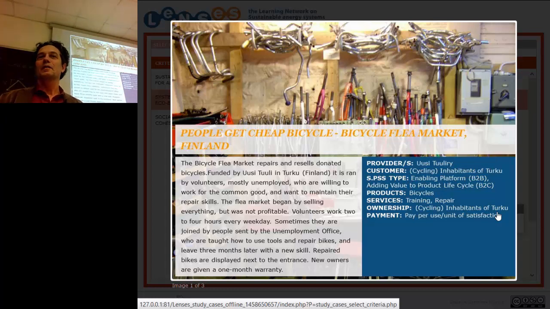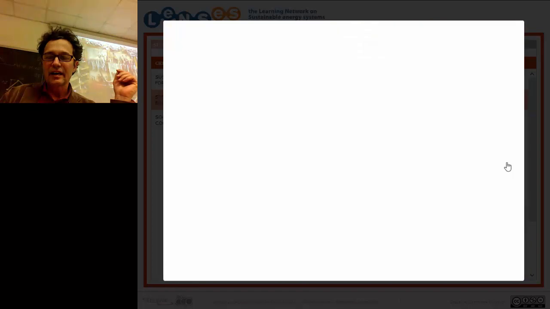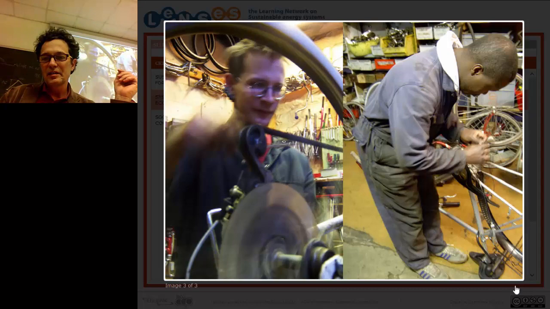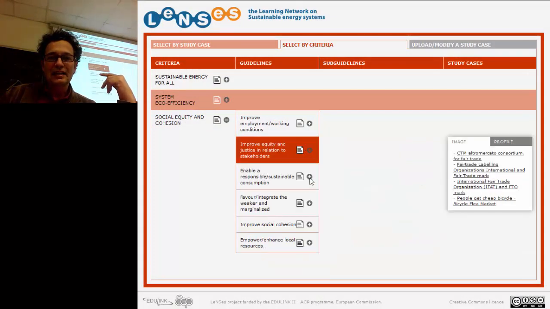So this is good for the unemployed people, but it's good even for the community itself because it reduces waste on one side, and of course the employment of people creates a better cohesion in the society and more secure conditions and so on. Let me see if I have some pictures. Okay, here they are. Bicycles are the most used object. Enable, I go to the next one.